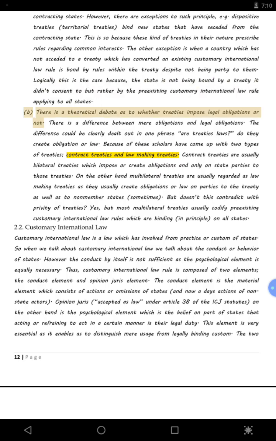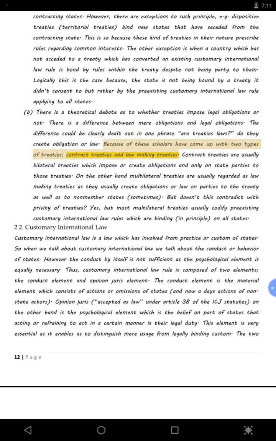B. There is a theoretical debate as to whether treaties impose legal obligations or not. There is a difference between mere obligations and legal obligations. The difference could be clearly dealt out in one phrase: are treaties laws? Do they create obligation or law?